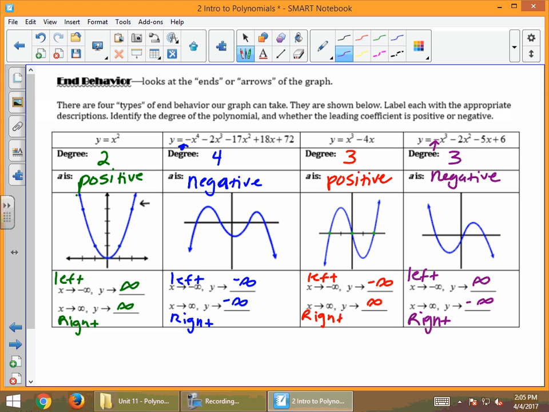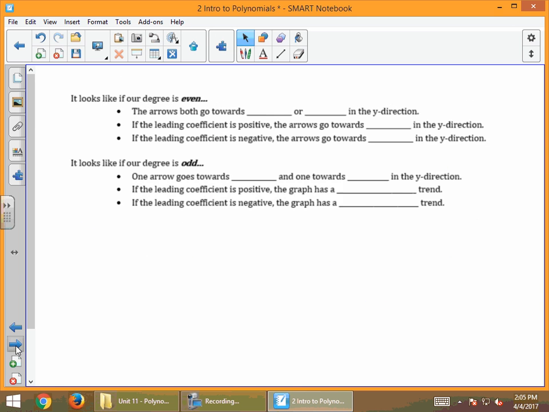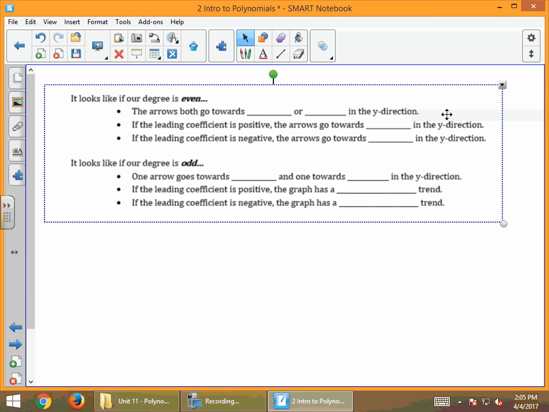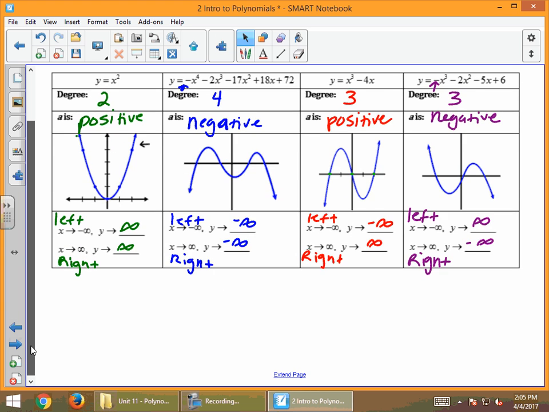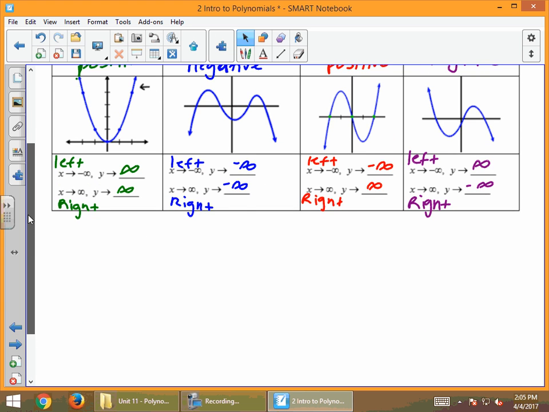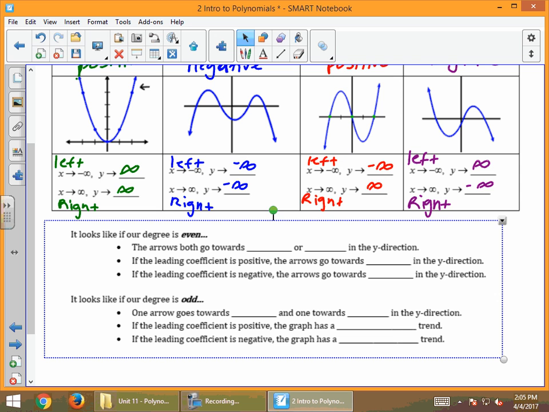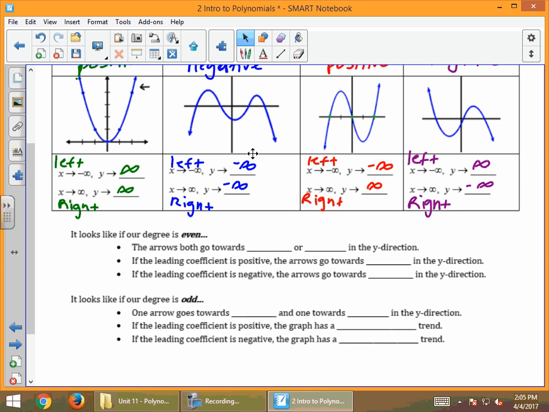Okay, questions over that? So we can see, I'm going to copy and paste it so you get a better visual with our graph. Okay. So it looks like for our even degree functions, the arrows both go towards either positive infinity or negative infinity. Okay? They're going in the same direction essentially. They're either both pointing up or they're both pointing down, if it's even.